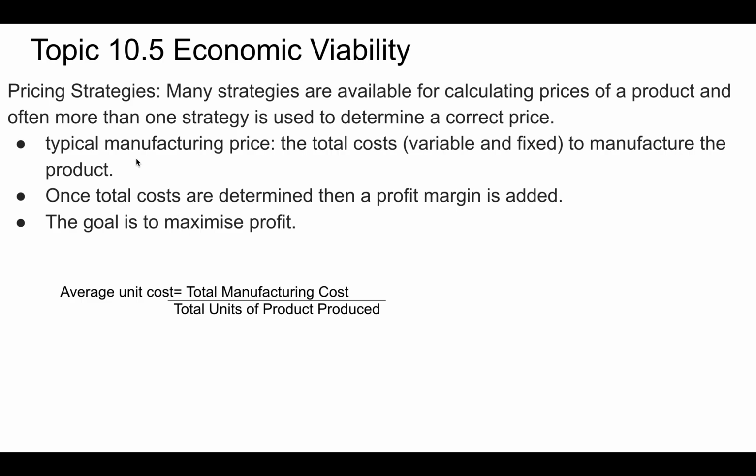Okay, then we have typical manufacturing price. So this is the total cost. This is our variable and fixed cost to manufacture the product. And once the total cost is determined, then profit margin can be added. The goal is to maximize profit. You usually look at this as the average unit cost. So what is the total manufacturing cost, and then the total units of product produced? It's going to give our average cost, and then you would add to this the profit that you want to add.